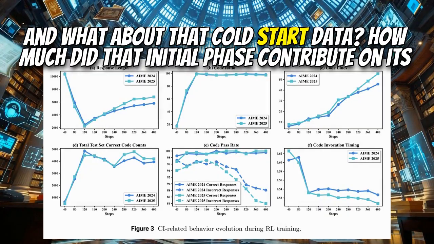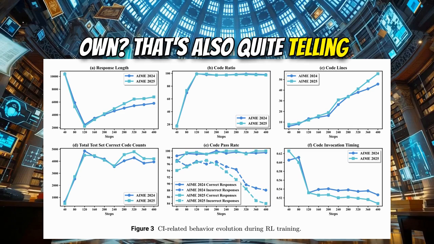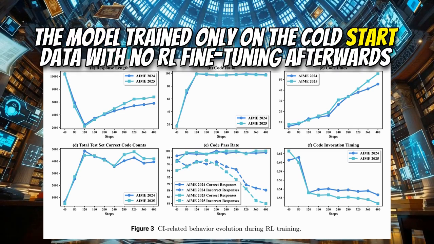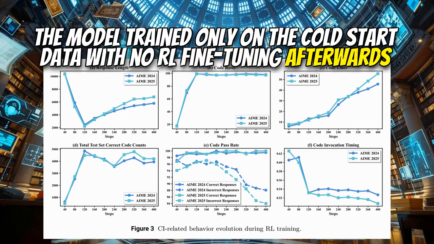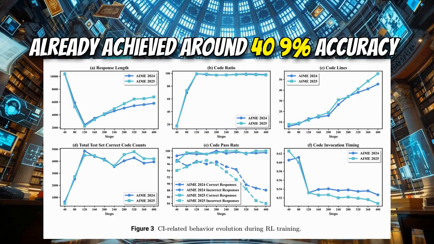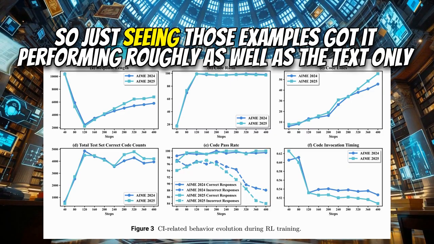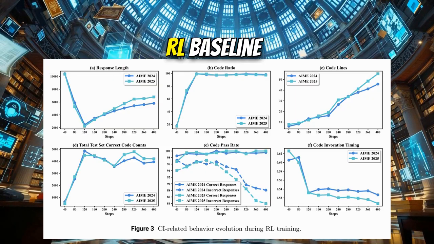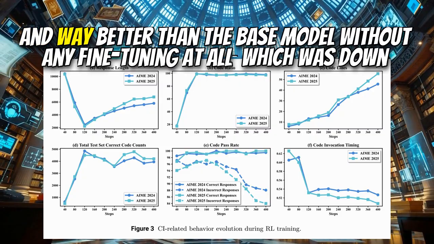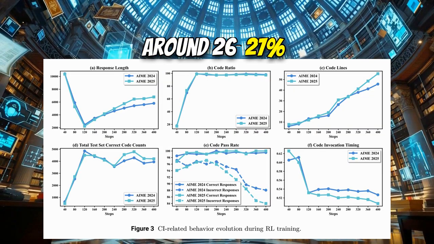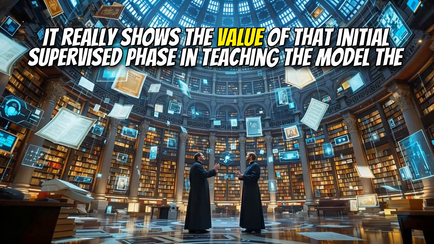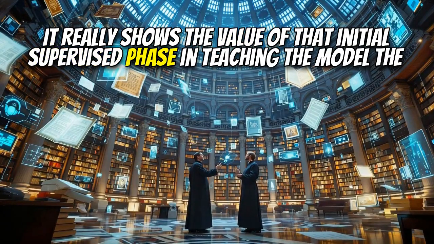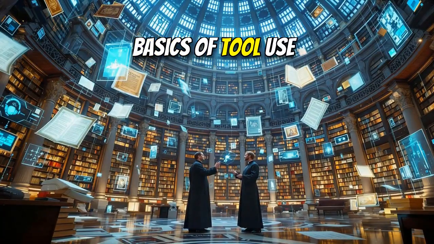And what about that cold start data? How much did that initial phase contribute on its own? That's also quite telling. The model trained only on the cold start data, with no RL fine-tuning afterwards, already achieved around 40.9% accuracy. So just seeing those examples got it performing roughly as well as the text-only RL baseline. Pretty much. And way better than the base model without any fine-tuning at all, which was down around 26-27%. It really shows the value of that initial supervised phase in teaching the model the basics of tool use.